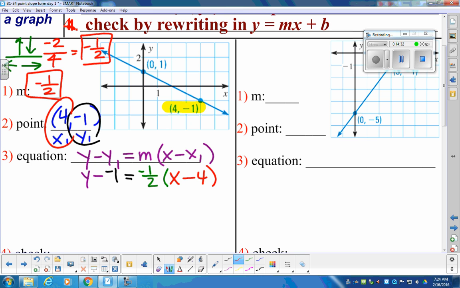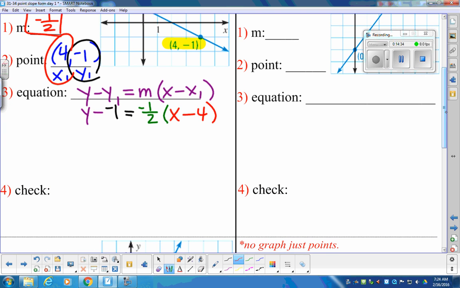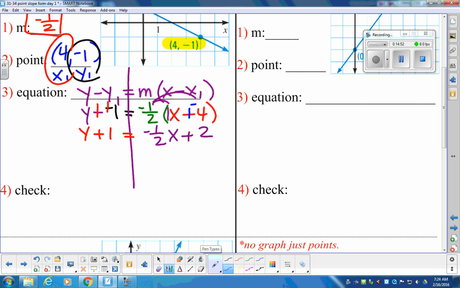And now our next step, we're going to solve for y. So as we solve for y, we're going to stop, chop, chop. So we have y plus 1 equals, stop, chop, chop on the other side. Distribute, negative 1/2 x plus distribute. It's positive 2, negative 1/2 x plus 2. We're going to go ahead and subtract 1, copy, paste.